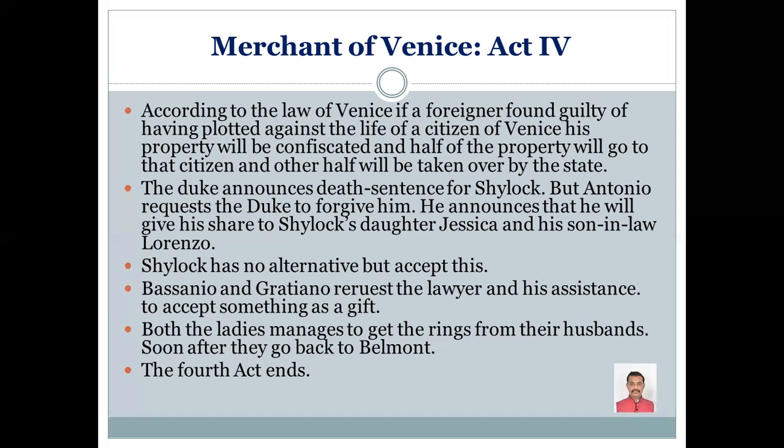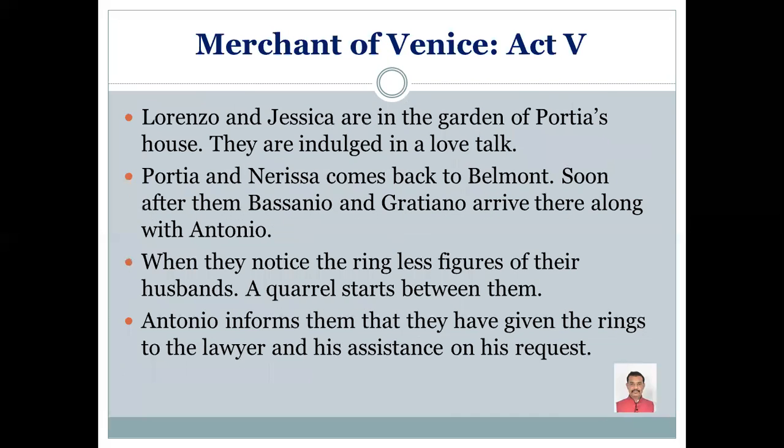Both the ladies manage to get the rings from their husbands, keeping their disguise intact. Soon after, both of them leave Venice and go back to Belmont. So we can say that with this, the fourth act of the play ends, and now we move on to act number 5.